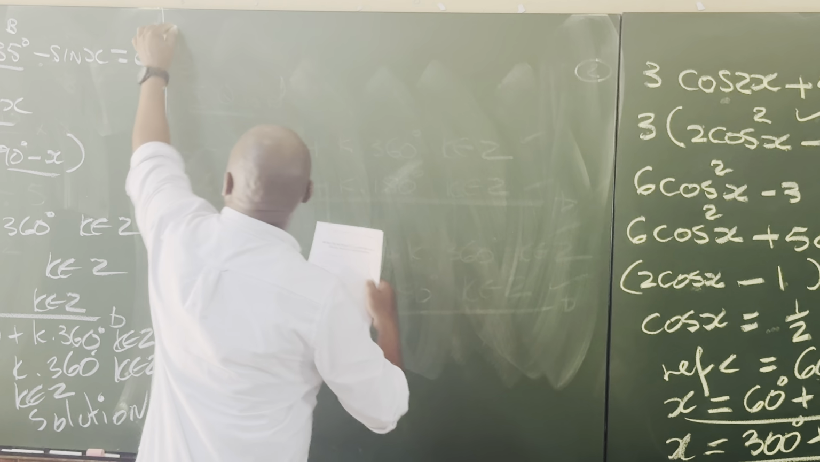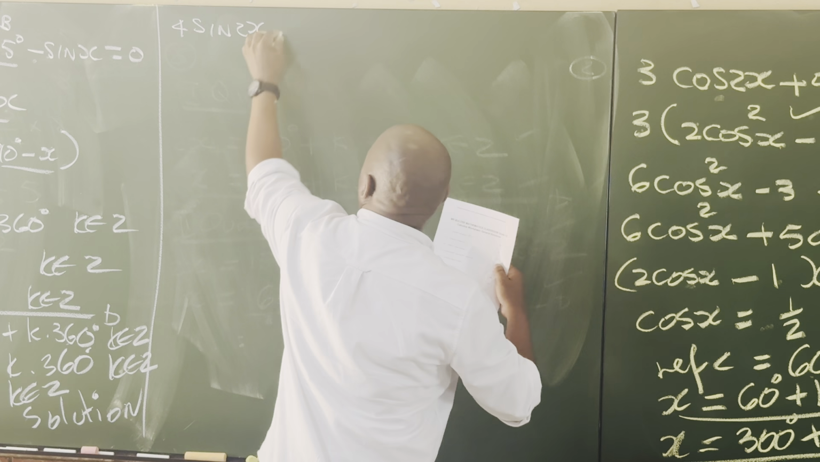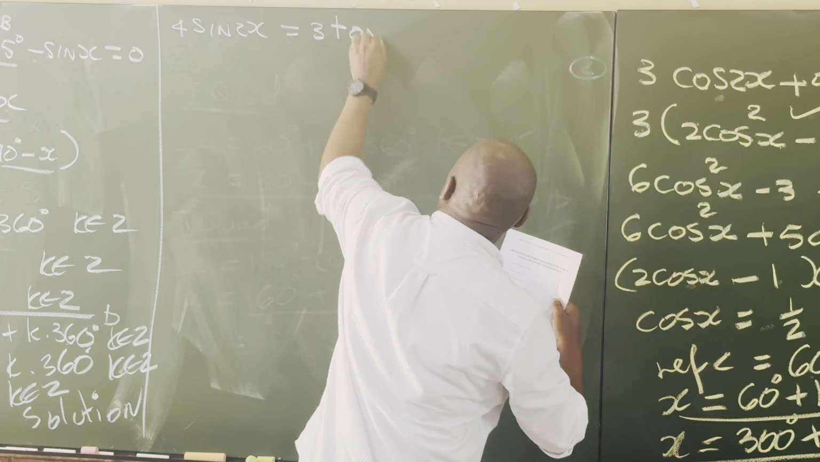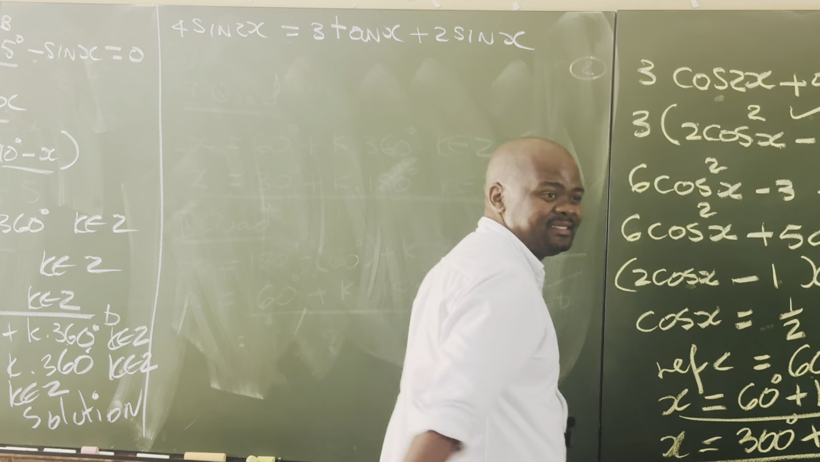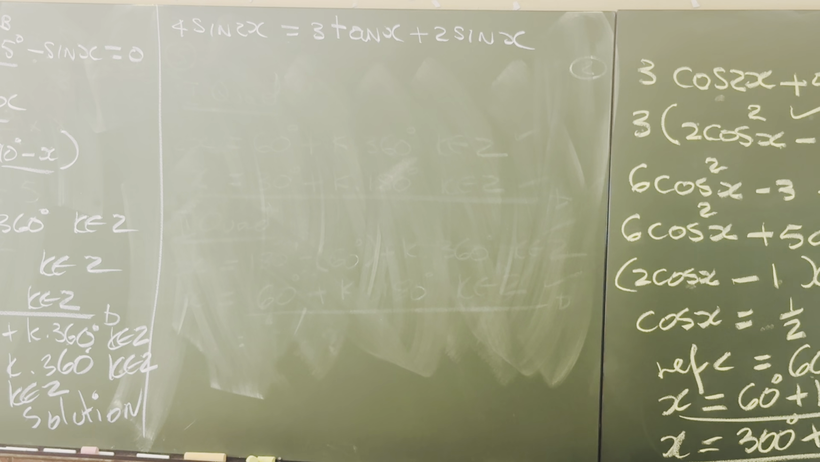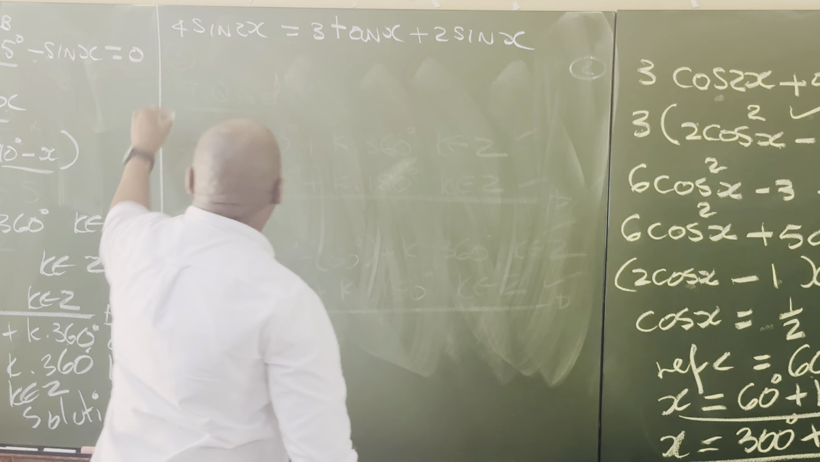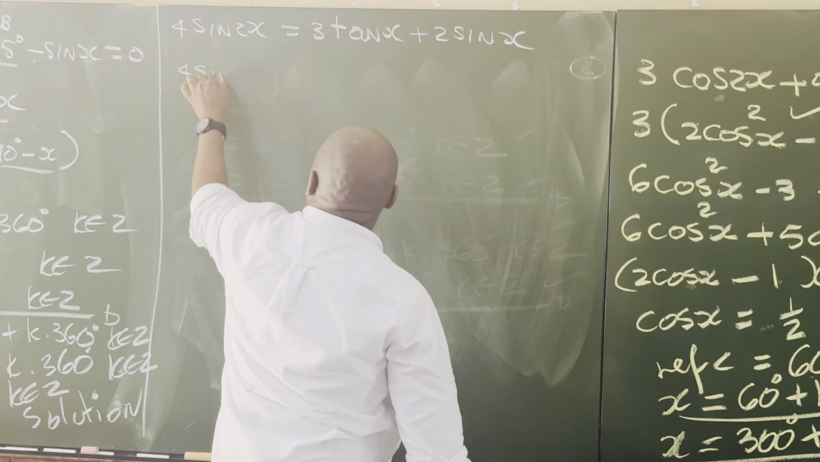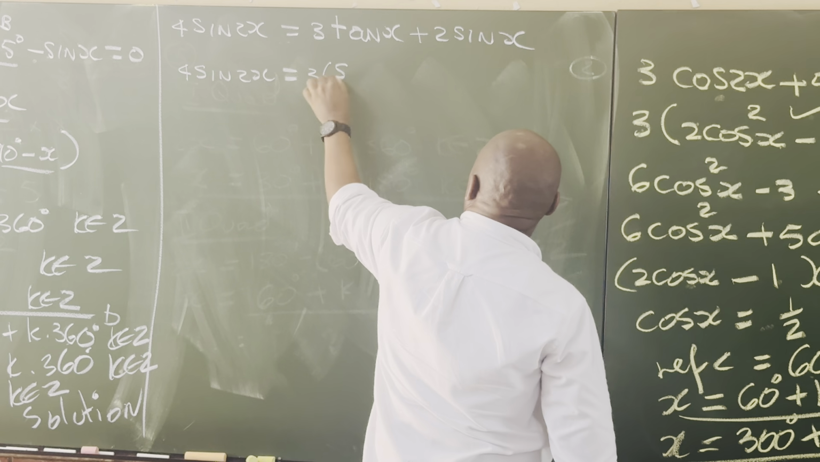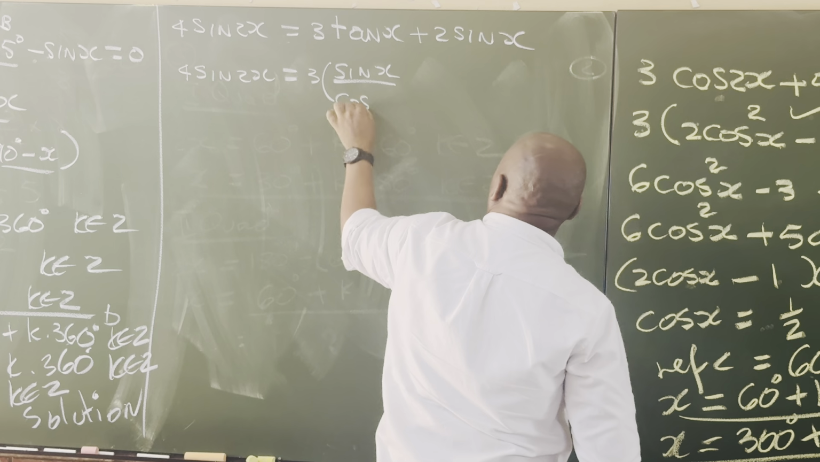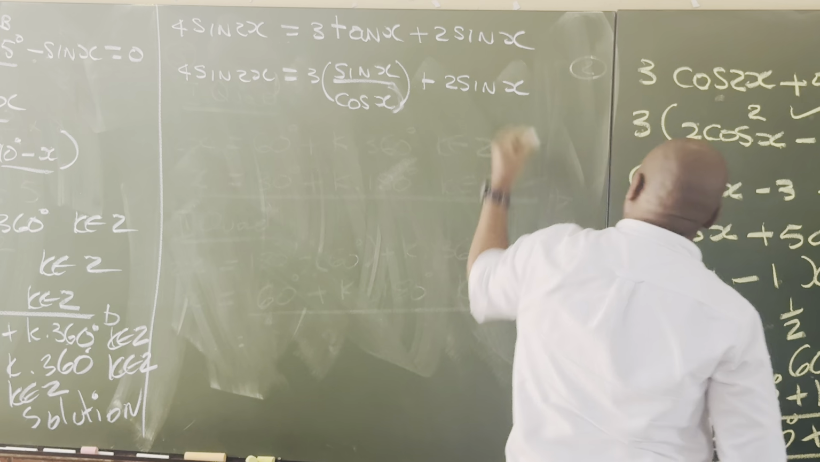Number 1.5, you have 4 sine 2x equals 3 tan x plus 2 sine x. What should be our first step? Change tan. Okay. So we have 4 sine 2x equals 3. So what will be tan? Sine x over cos x, plus 2 sine x.